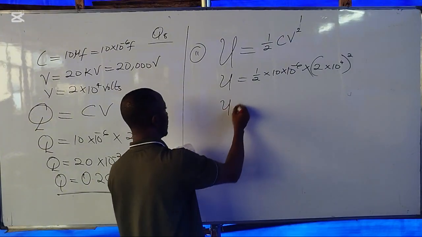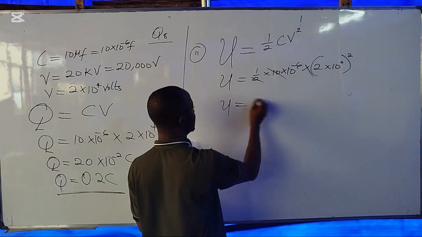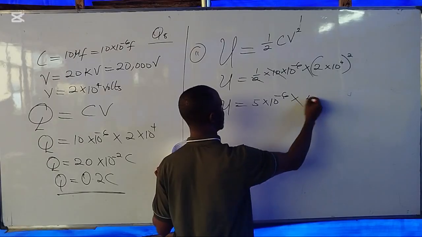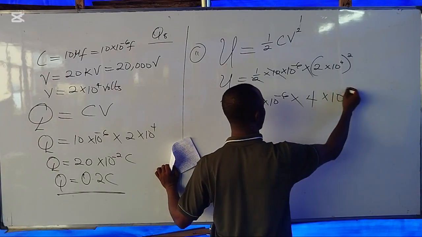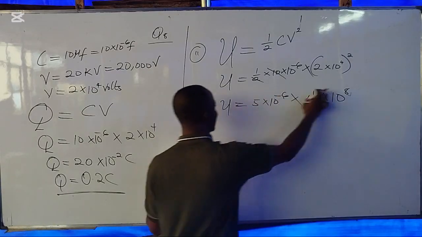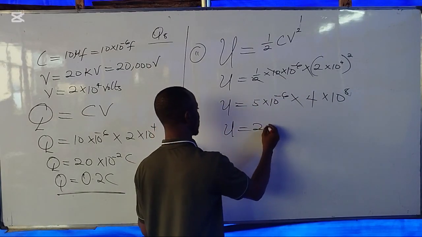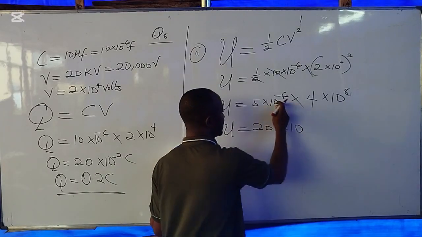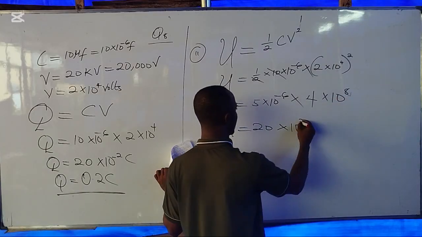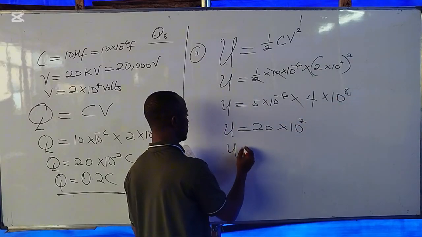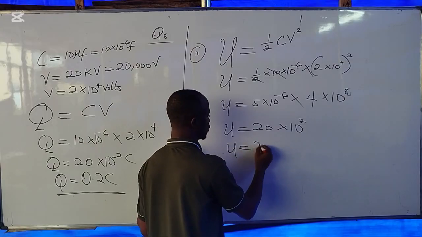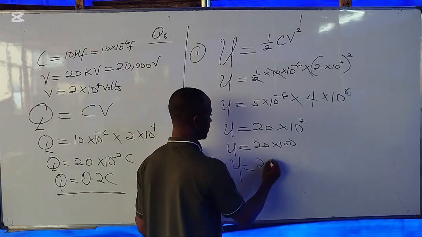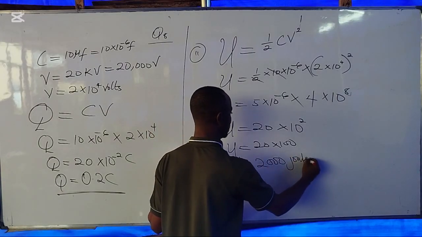So U becomes 5 times 10 to the minus 6 times 2 squared, which is 4 times 10 to the power 8, right? So 5 times 4 will give us 20 times 10 to the power minus 6 plus 8, which gives us 2. So U equals 20 times 100, and that will give us 2,000 joules. Are you following?